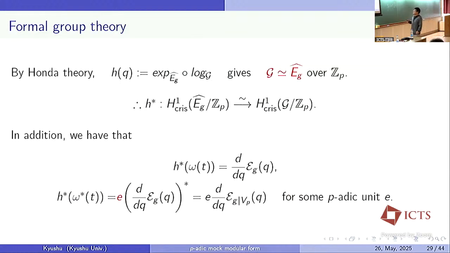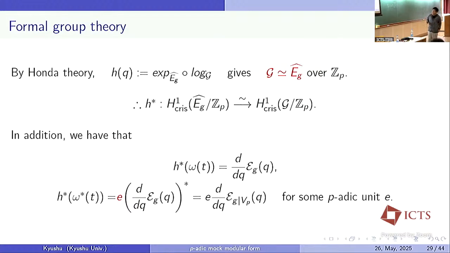Okay? So therefore, by Honda theory, the composite of exponential and logarithm gives the isomorphism from Pascal Z to EZ hat over Zp. And therefore, we have the isomorphism from the crystalline homology of EZ hat to the crystalline homology of Pascal Z.